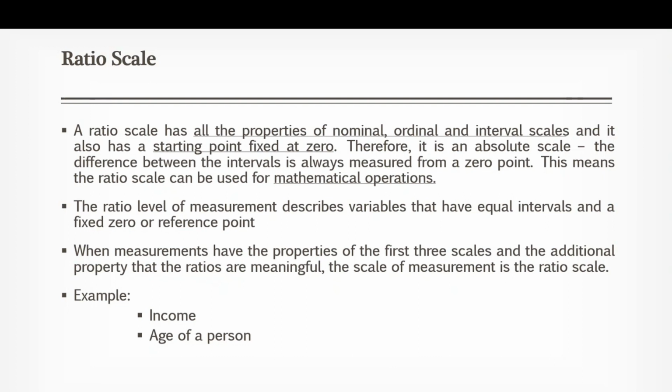There is a possibility of all mathematical manipulations. All mathematical manipulation means plus, minus, product, division. All these things are possible in the case of ratio scale, and these are meaningful. Just now I gave you the example of years, age. So all that is possible in the case of ratio scale, right? Therefore, it is an absolute scale. It has all the properties of nominal, ordinal, interval scale, and it also has a starting point fixed at 0. 0 means 0, absolute. The starting point is 0, right?